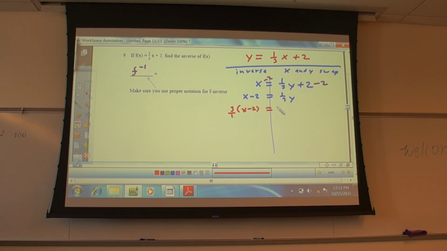You gotta do it to everything on the other side. It's not in parentheses, so it only applies for the x. If it was x minus 2 in parentheses, then you would do that. The 3 over 1 is just 3. So it becomes 3x. 3 times -2 is -6. So there's my answer, it goes right in here. Y equals 3x minus 6. Done.